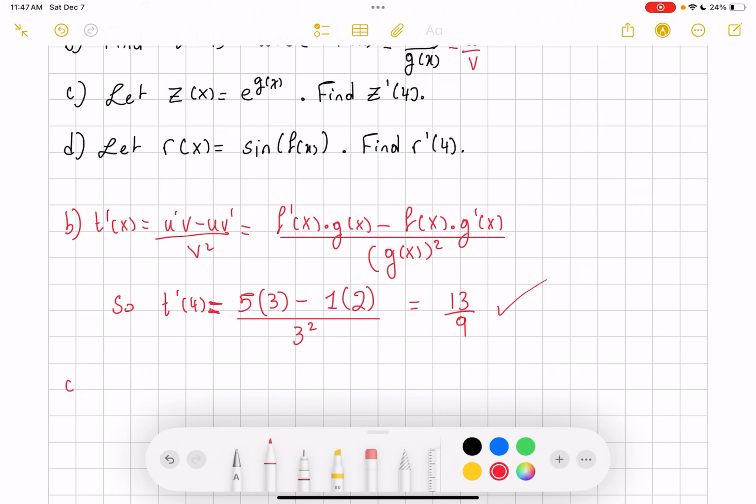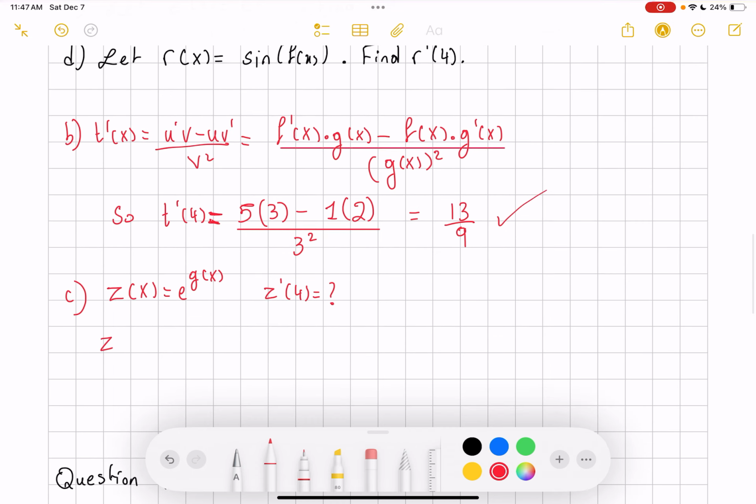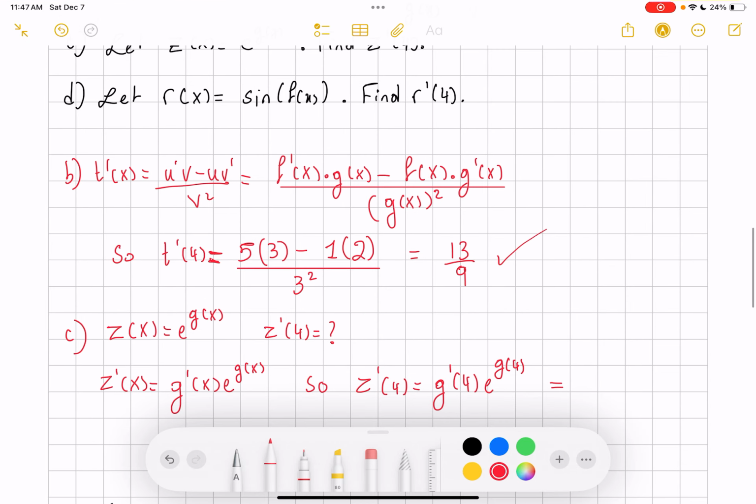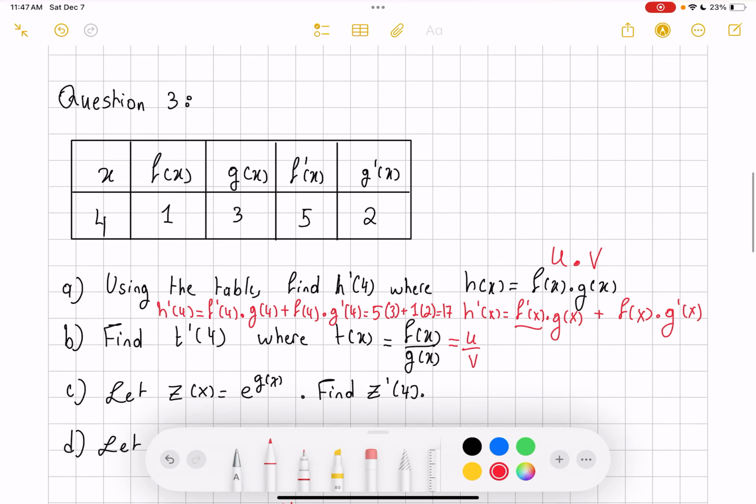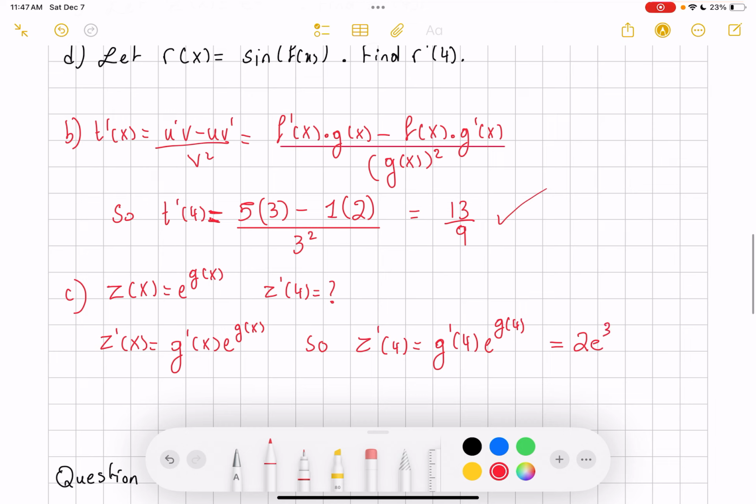So part C, z of x is equal to e to the power of g of x, and they want me to find z prime of 4. Now, z prime of x, according to chain rule, is going to be g prime of x, e to the power of g of x. So z prime of 4 is going to be g prime of 4, e to the power of g of 4. So g prime of 4 is going to be 2, e, and g of 4 is going to be 3. So the answer is 2e to the power of 3.